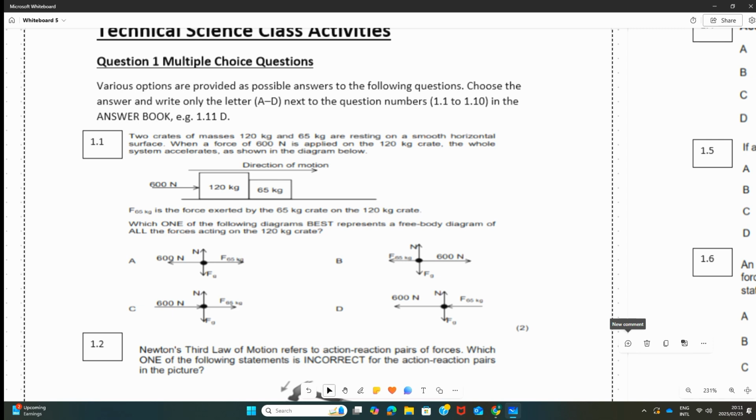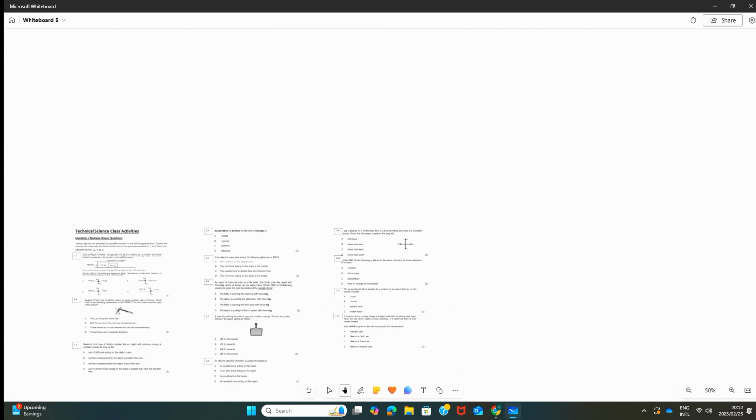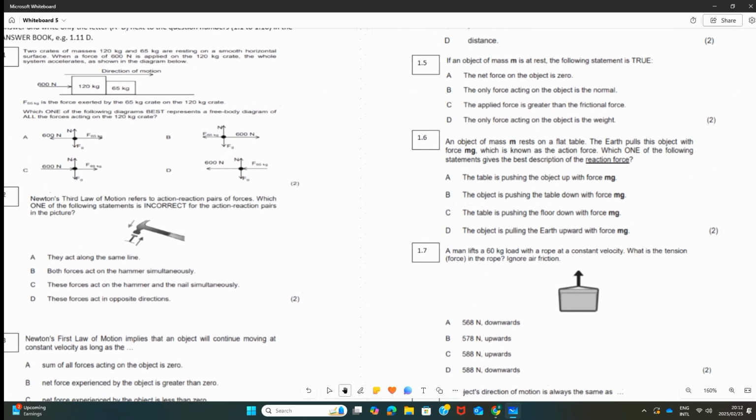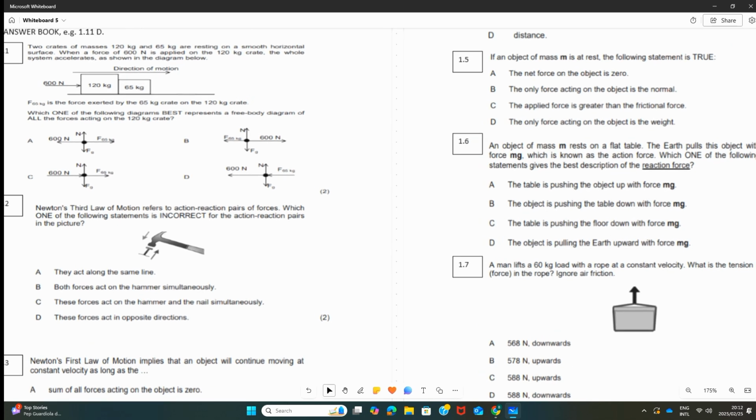Mind you, our options are free body diagrams. So when the forces are drawn, the object should be represented with a dot, and all those forces should be drawn away from the object. So if we look at option A, it is saying 600 is going to the left, which is not the case in the diagram. 600 must go to the right. So A cannot be the correct answer. Let us look at option B.